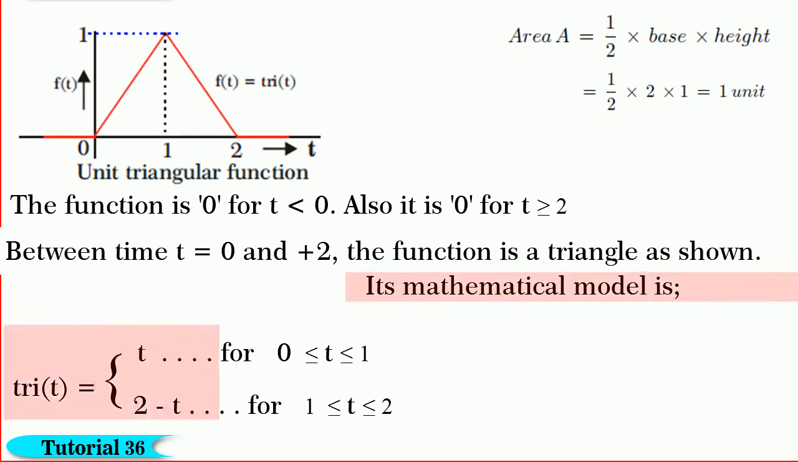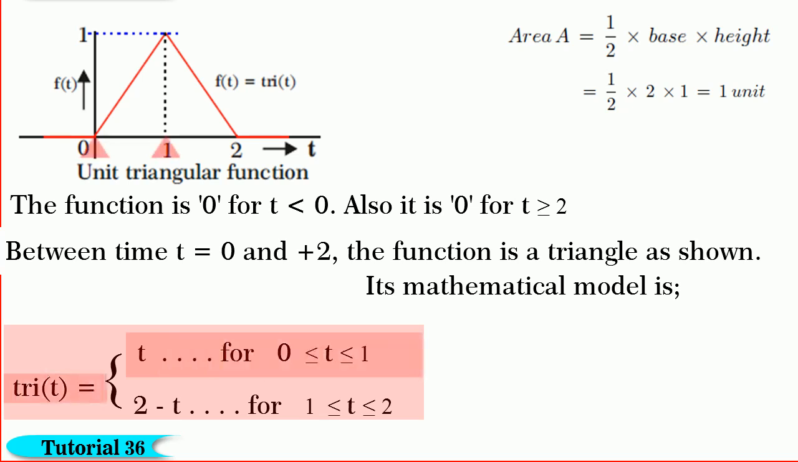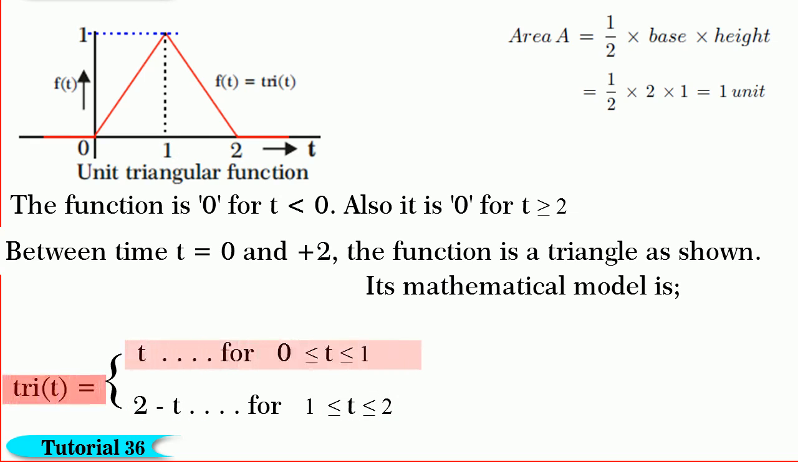Its mathematical model is tri of t is equal to t for t between 0 and 1, and tri of t is equal to 2 minus t for t between 1 and 2 seconds. Friends, consider tri of t is equal to t for 0 and 1 second. If we substitute t is equal to 0, we get tri of t is equal to 0. If we substitute t is equal to 1, we get tri of t is equal to 1.